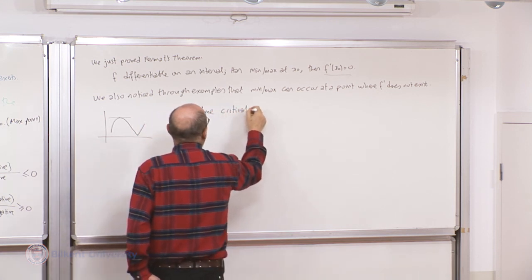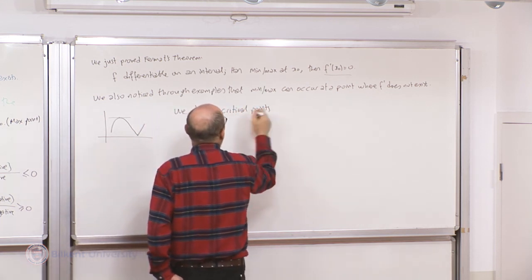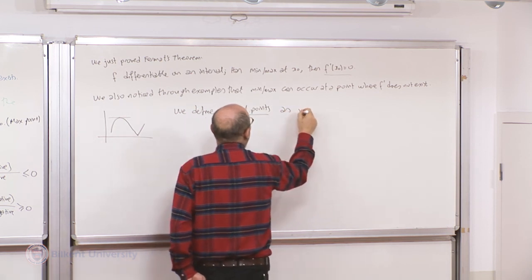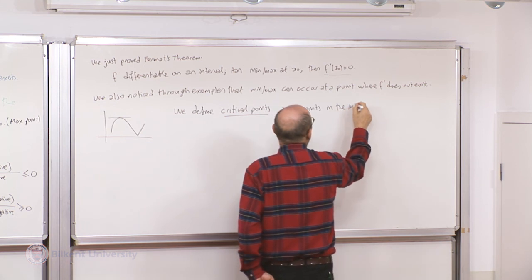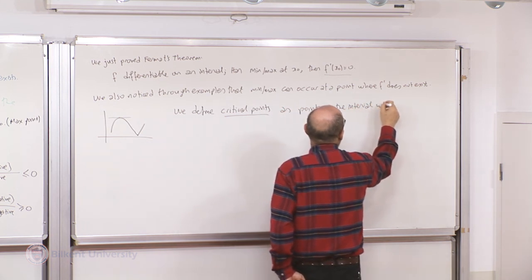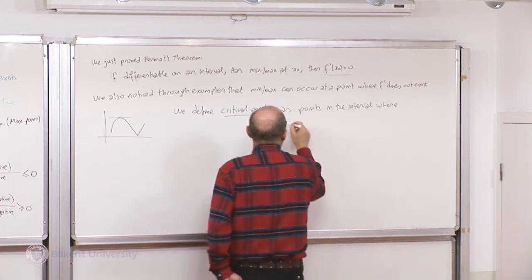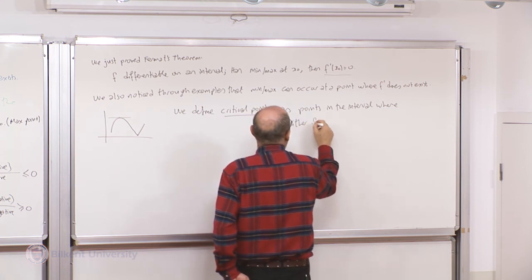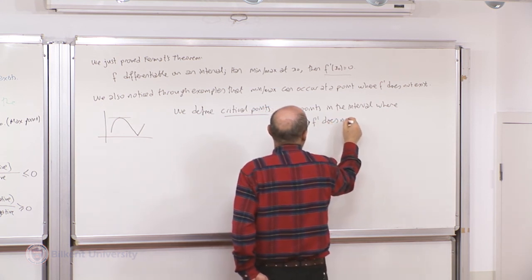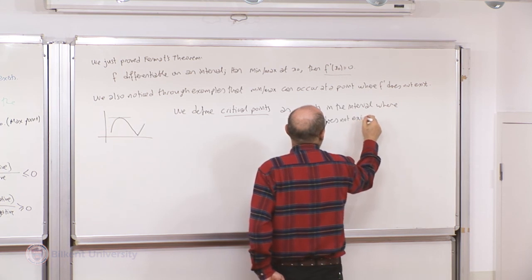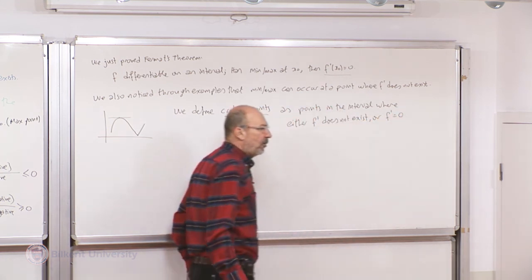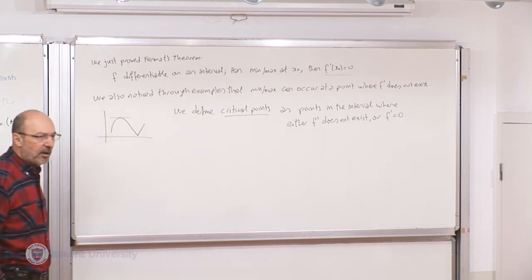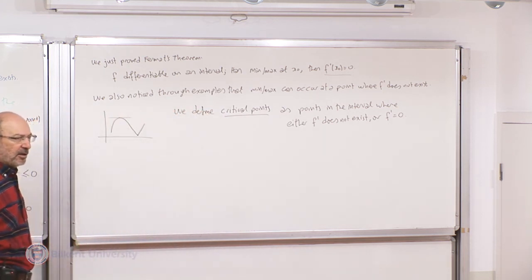Okay, so we define critical points as points in the interval where either f prime does not exist, or it exists and it is equal to 0. Okay? So you see that these are candidates for minima and maxima.